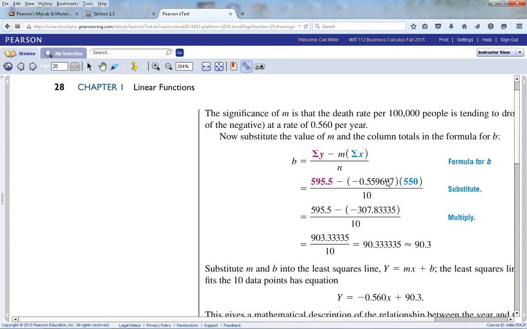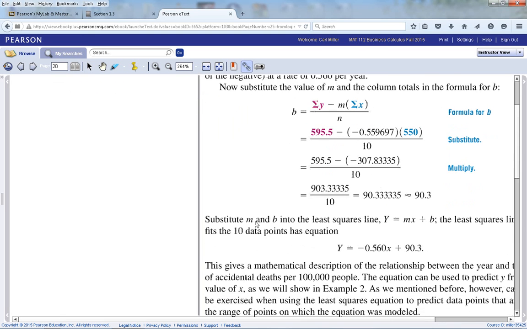And we really don't want to round this off yet. So we're going to keep what we had to 6 digits after the decimal point. And then the sum of the x's was 550. The sample size n, there were 10 data points. So when we do that arithmetic, we get 90.3 and repeating, so about 90.3.